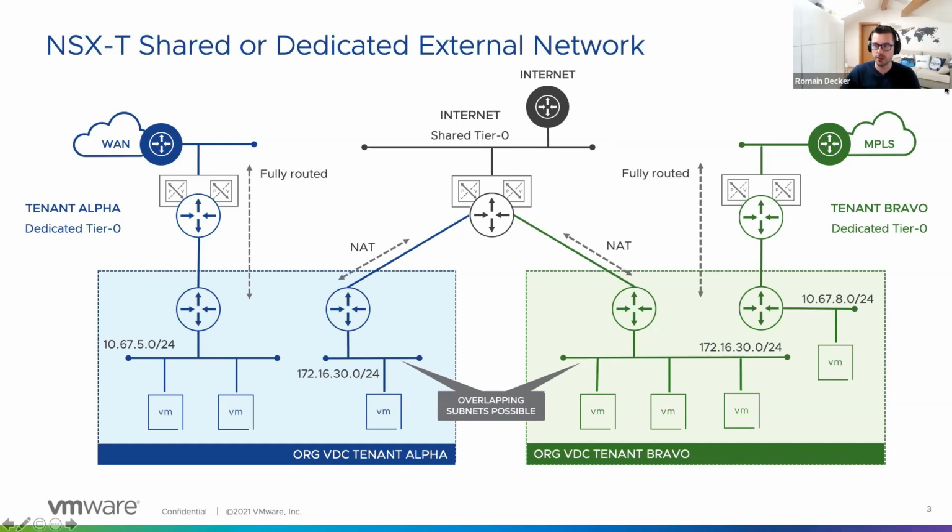Active-active in which sense? In this fully dedicated sense, so there would be two T0s in an active-active scenario. The T0 is a logical construct. It's actually running in an edge node, in an NSX edge node. So two edge nodes then?